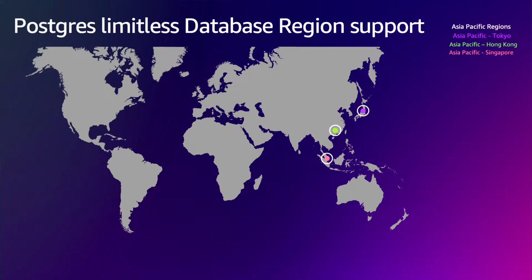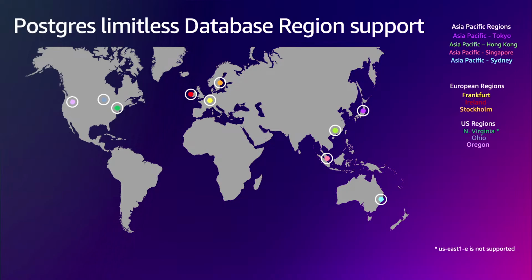Now, something to notice, although it's GA, it's available in 10 regions. I didn't have much time, so I decided to add all the locations to show you that I know my geography. But one thing to note, because of US East 1, basically, East 1E is not supported. So check for the caveats, always.